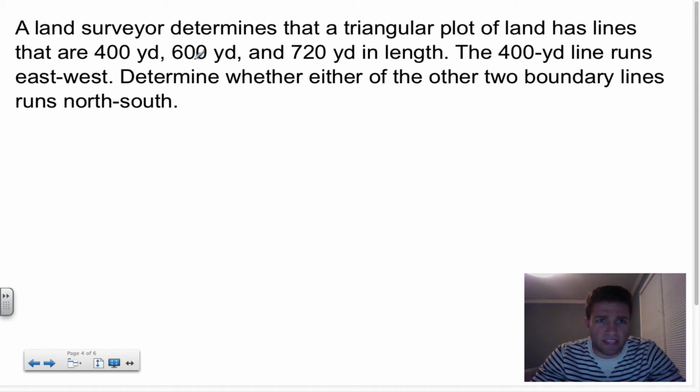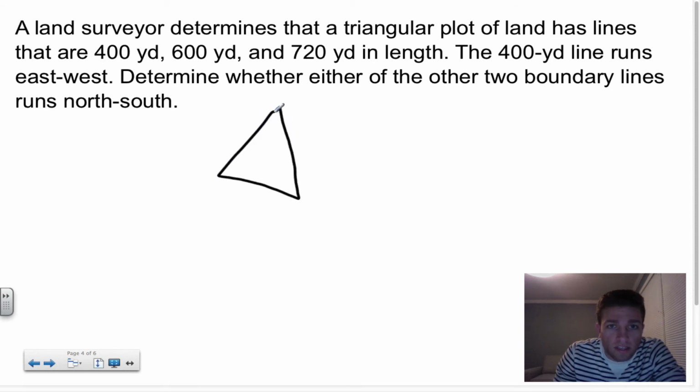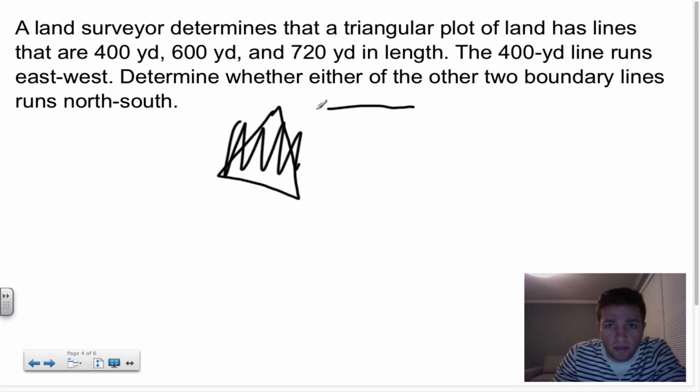All right, so here we have a land surveyor determines that a triangular plot of land. So I'm going to draw that right off the bat. We know that the land is triangular, and it has lines that are 400, 600, and 720 yards in length. So we'll label those in a sec. The 400-yard line runs east to west. So actually, I should redraw this triangle. Okay, east to west would be this way, and that's the 400-yard line.